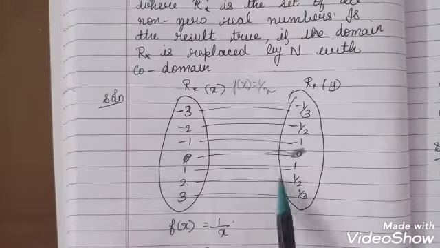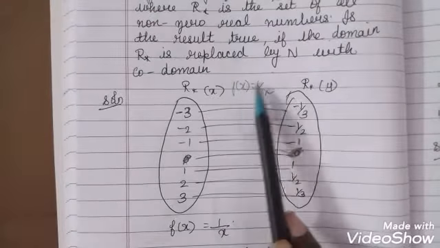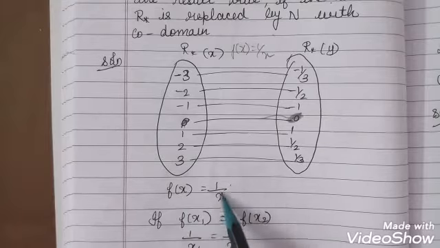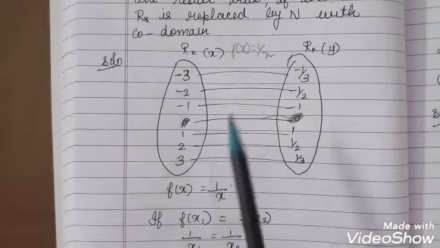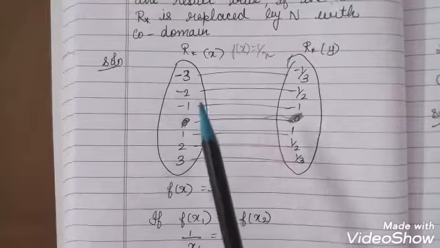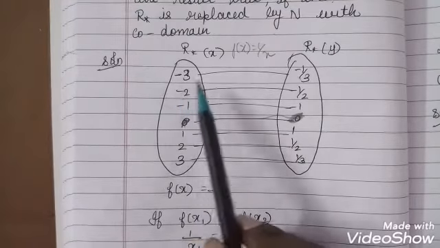How do I write 2 to 1 by 2? f of 2 is equal to 1 by 2. What is your f of 3? It is equal to 1 by 3. Therefore, you get f of x equal to 1 by x. This is what you have here. Now I'll look at the arrow diagram, explain it, and then go over to the explanation part here.